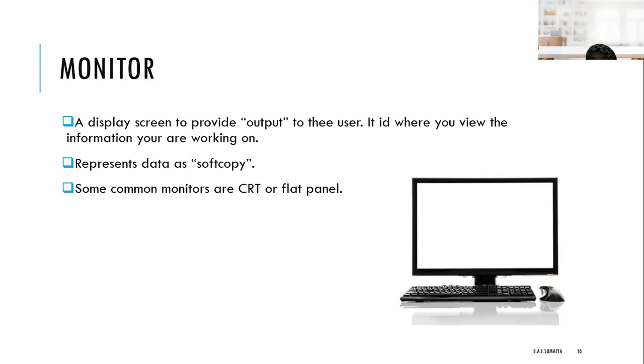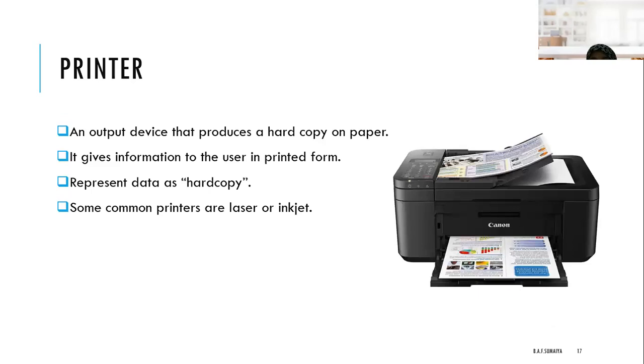It represents data as soft copy. Some common monitors are CRT or flat panel. Printer, an output device that produces a hard copy on paper. It gives information to the user in printed form. It represents data as a hard copy, and some common printers are laser or inkjet.